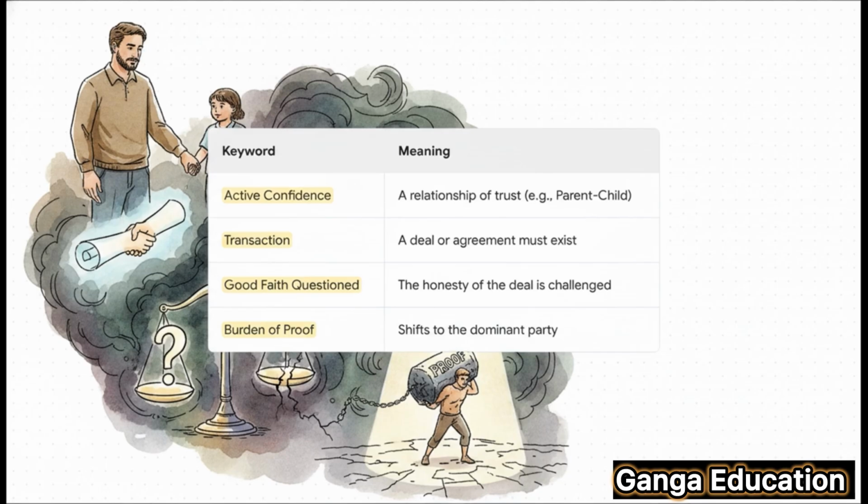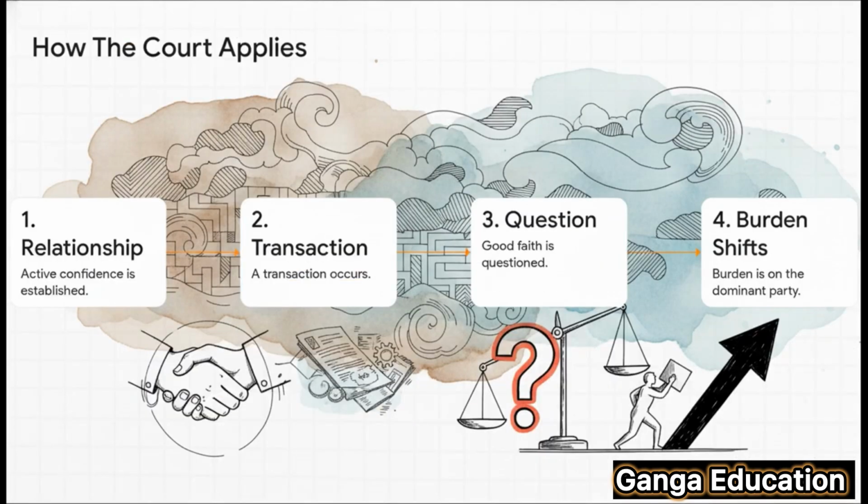The burden of proof automatically shifts to the person in the dominant position to prove everything was above board. And this flowchart shows you exactly how the court thinks about these cases. It's a very logical step-by-step process. The court first checks if there's that special relationship. If yes, and a transaction is questioned, boom, the burden of proof immediately shifts. It's a clear sequence of events.